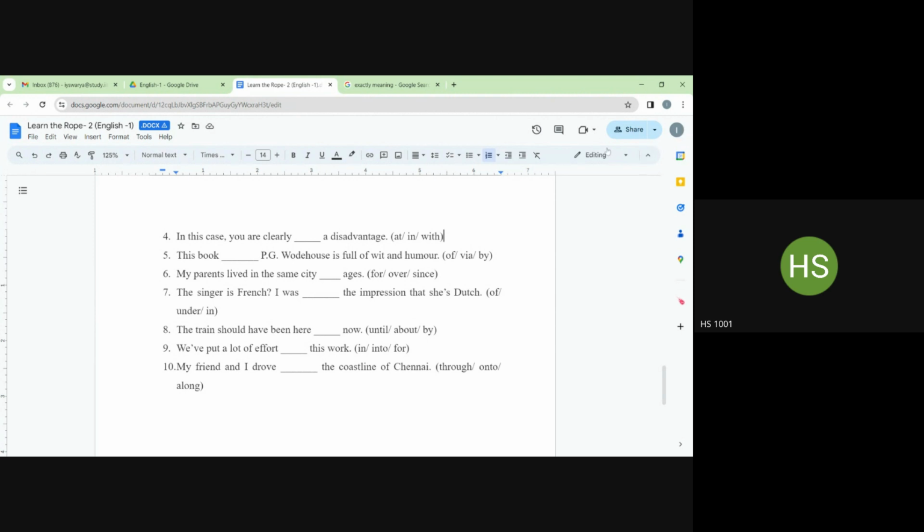Fifth one. This book dash PJ Wodehouse is full of wit and humor. Of, via, by. Book by. Right. Book by PJ Wodehouse is full of wit and humor.